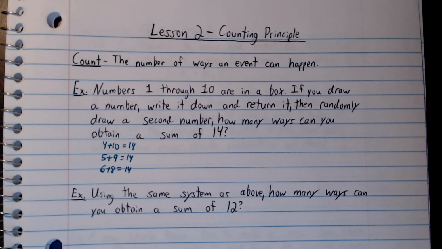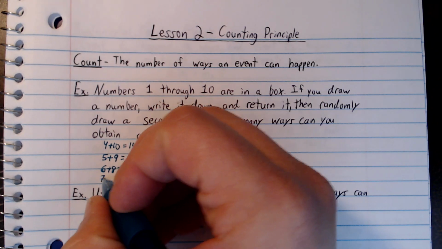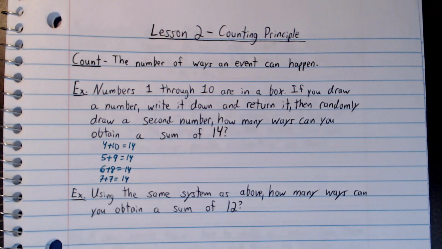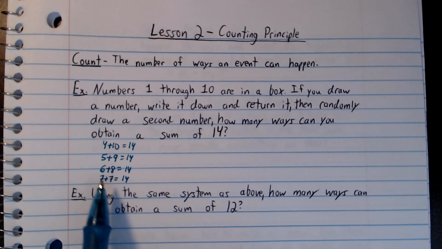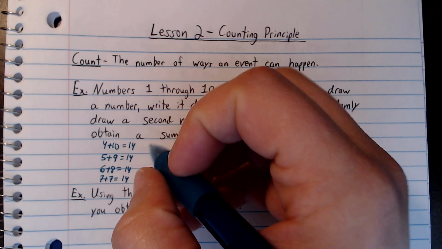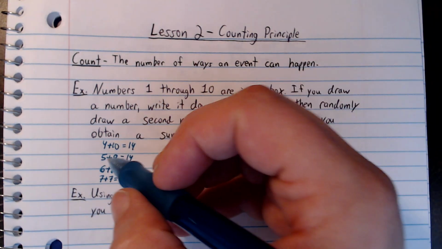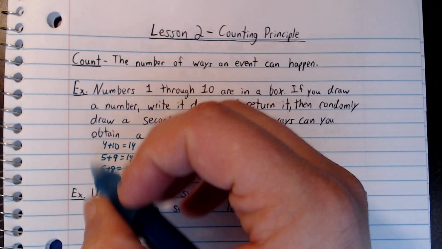But now here's where it's interesting, because I could pull out a 7, and I would have to pull out a 7 on the second pull as well. So far, 1, 2, 3, 4 different opportunities. Now, I have to consider the reverse order of these, right?